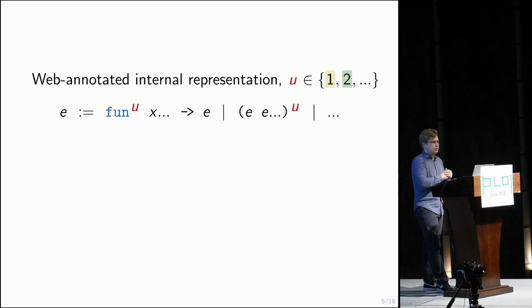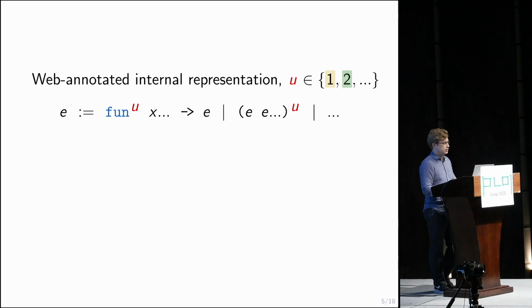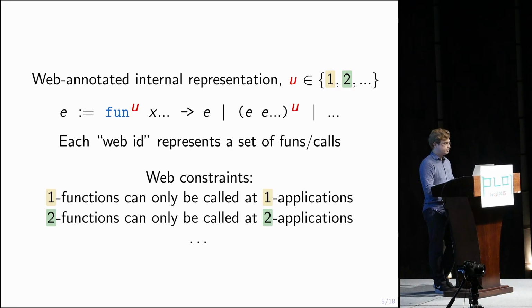So assuming that we have some analysis that can find this information for us, find these connected components, we can annotate our internal representation with them so that we can go and write compiler transforms that consume this information. So it's very simple to do that. I'm going to give myself a set of what I call web identifiers, which is this meta variable u, which refer to concrete webs like 1 and 2. And on every function and every call, I'm going to annotate those with a web. And you can think of these webs as being representatives of sets of functions and calls.